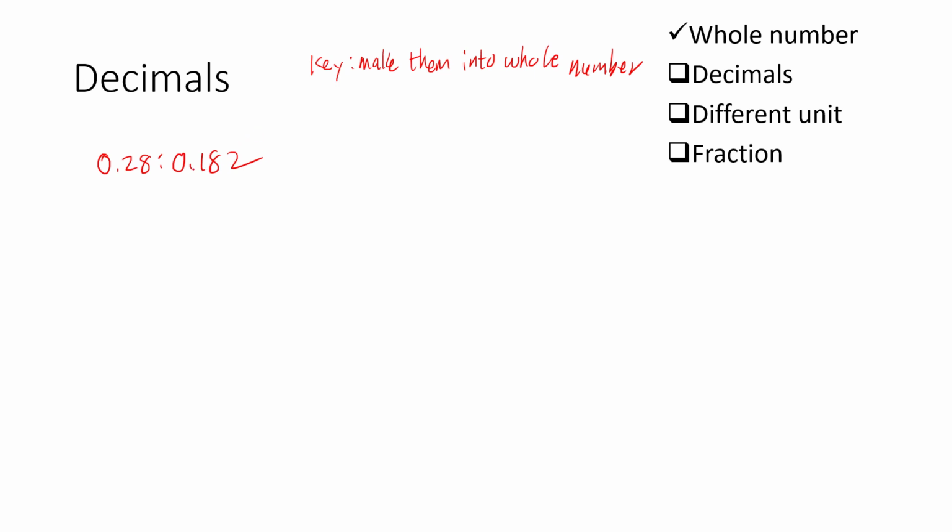So, normally what we want to do is to bring the decimal 1, 2, 3 places here. So how do we do this? We can simply multiply by 1000. Since we multiply the right hand side by 1000, I must also multiply the left hand side by 1000. So what I will get is the equivalent ratio of 280 is to 182.